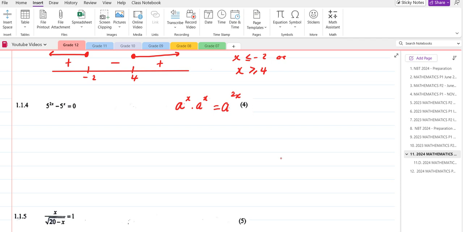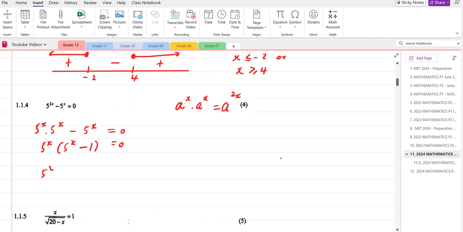When you multiply exponents with the same bases, we can just add the powers. So I'm going to break up 5 to the power 2x as 5 to the power x times 5 to the power x, minus 5 to the power x is equal to 0. Now I can take out 5 to the power x as a common factor. So I'm left with 5 to the power x minus 1 is equal to 0, because this one here divided by 5 to the power x is 1, and minus 1 because 5 to the power x divided by 5 to the power x.